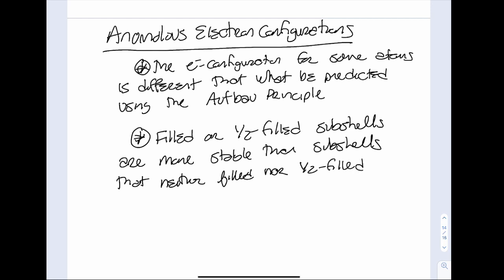So filled or half-filled subshells are more stable than subshells that are neither filled nor half-filled. In a p subshell, which can hold 6 electrons total, having 6 electrons or 3 electrons, half-filled, either one of those is more stable than having 1 or 2 or 4 or 5. So having filled and half-filled subshells are actually more stable.